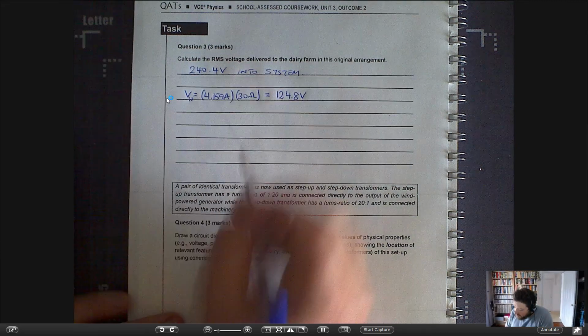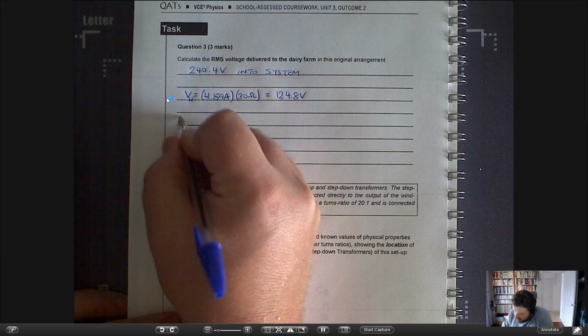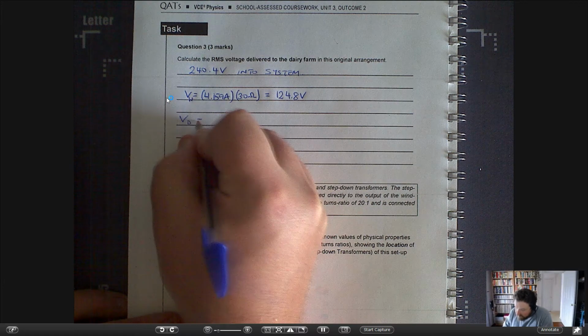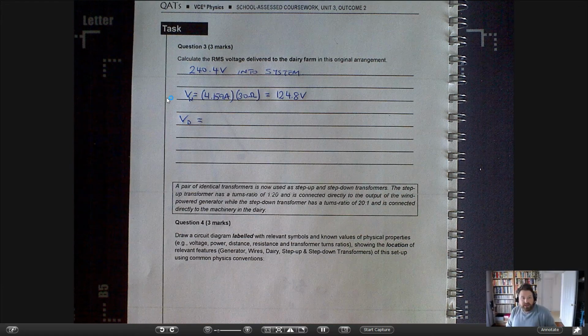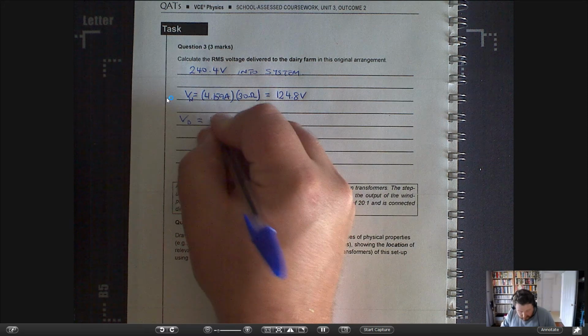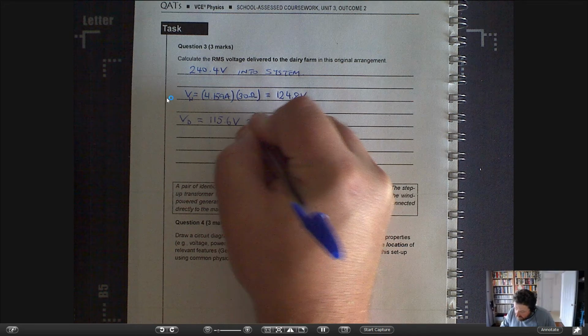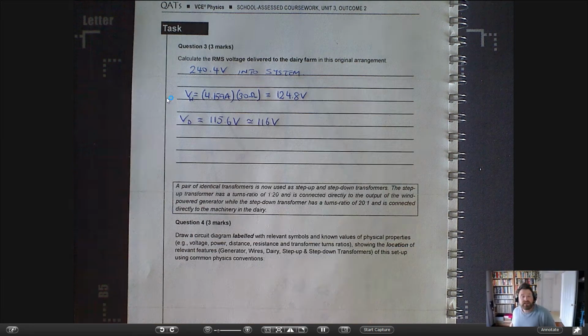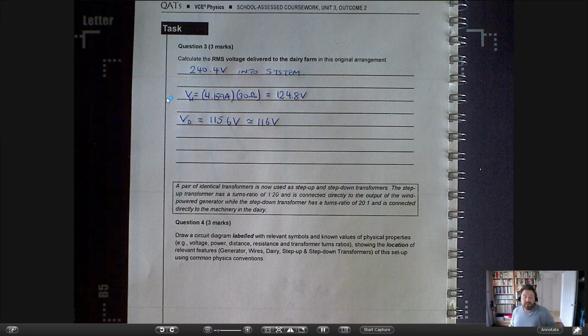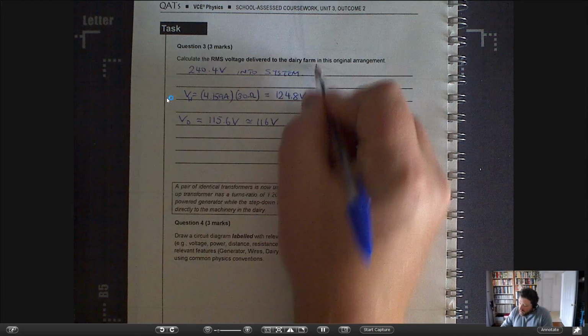So if we just look at these two numbers, we just subtract and we can get what's left for the dairy. So V for the dairy will be 240 minus that. And we get 115.6 volts. And let's just round that off, 116 volts. So we're not pretending that we've got more precision than we do. You could have chosen to do this another way.